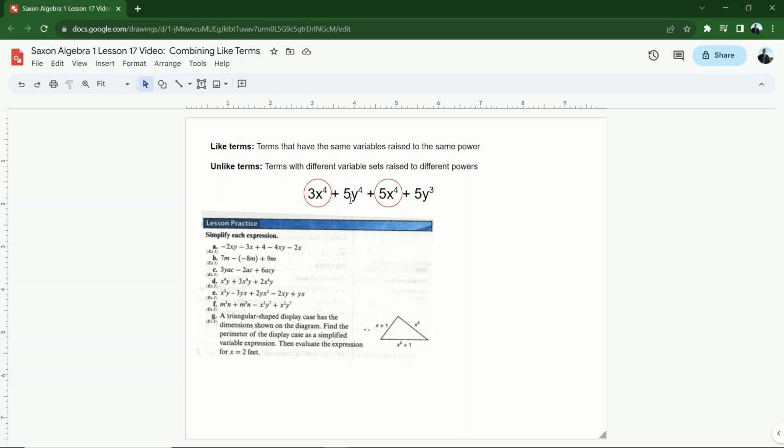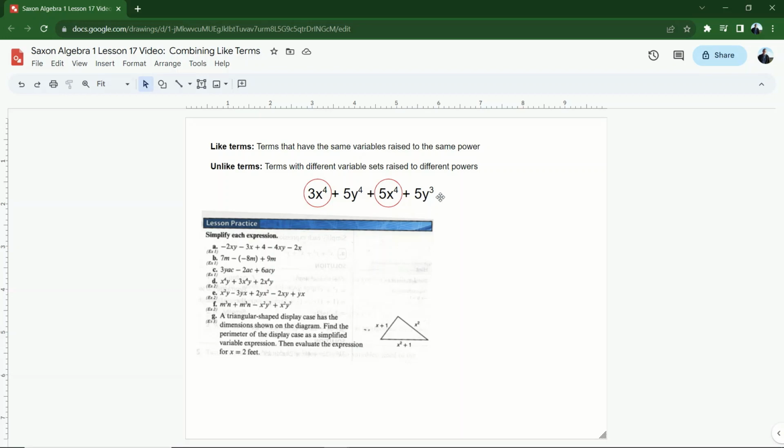Now, can I add the 5y to the fourth plus 5y to the third? I cannot because they have different variable sets. If this is 5 times y times y times y times y, there's 4 of them. And this is y times y times y. It's a different number than y times y times y times y. So because these numbers are different, there's no realistic way for me to add them together. I can't add 5y to the fourth plus 5y to the third. I have to leave those separate.